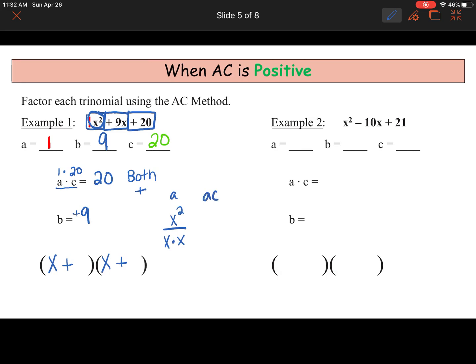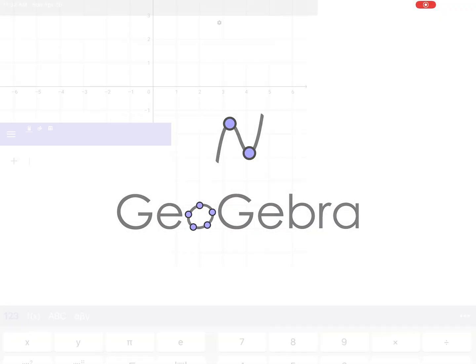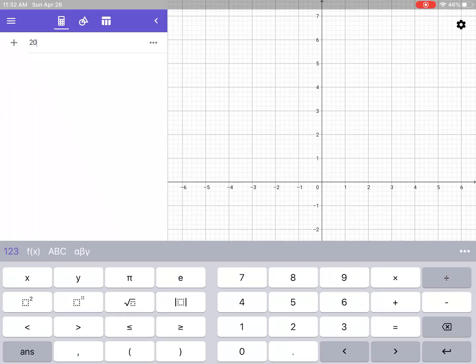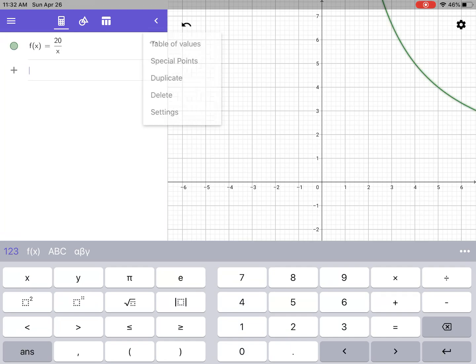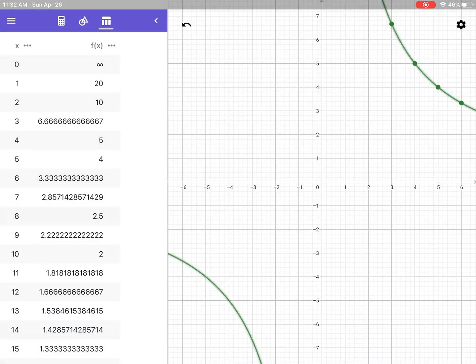Then I'm going to take whatever I got for A times C, which was 20, and factor it. What are all the factors of 20? And remember, if you don't know what the factors of 20 are, you can go into GeoGebra and type in 20 divided by x. Enter. I go to my table of values, from 0 to 20, and I look for all the whole numbers. So we have 1 and 20, 2 and 10, 4 and 5, 5 and 4. I don't need to repeat numbers. 4 and 5 and 5 and 4 are the same number pairs.